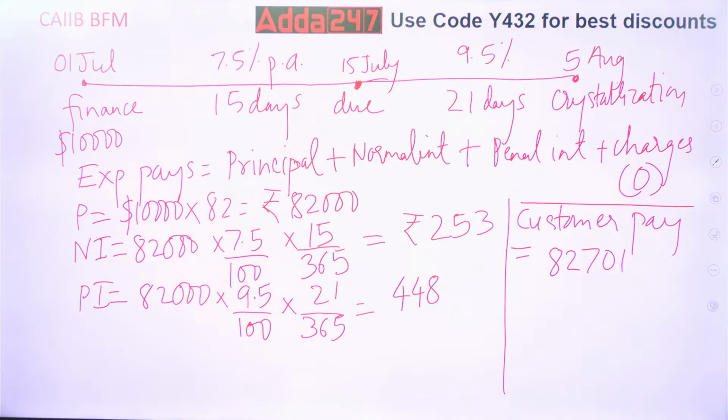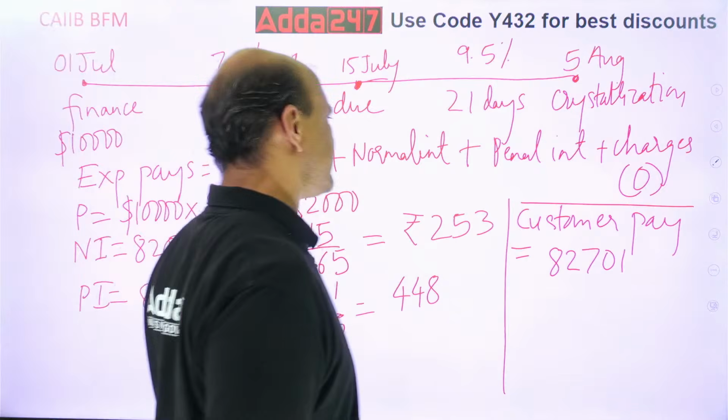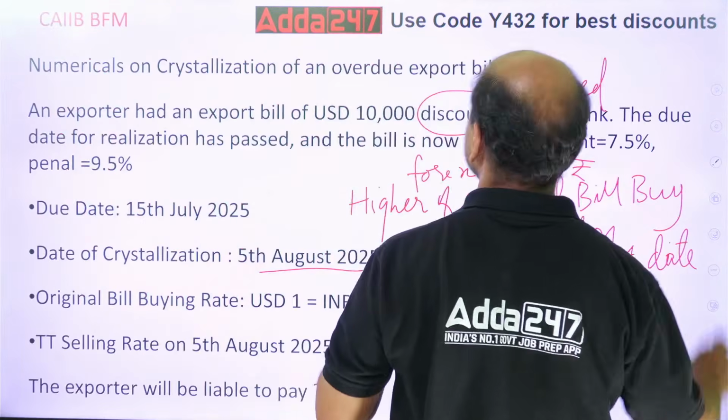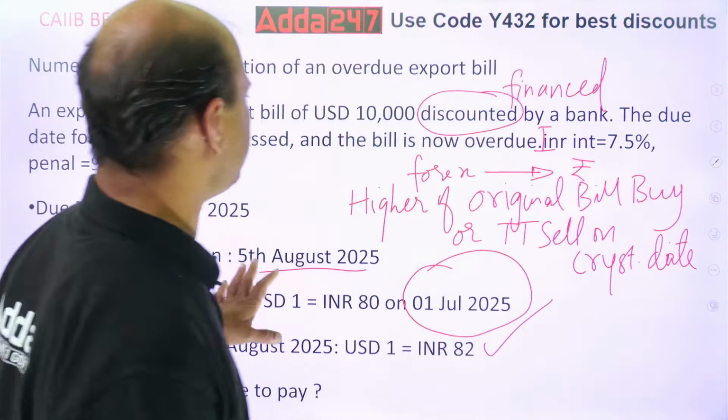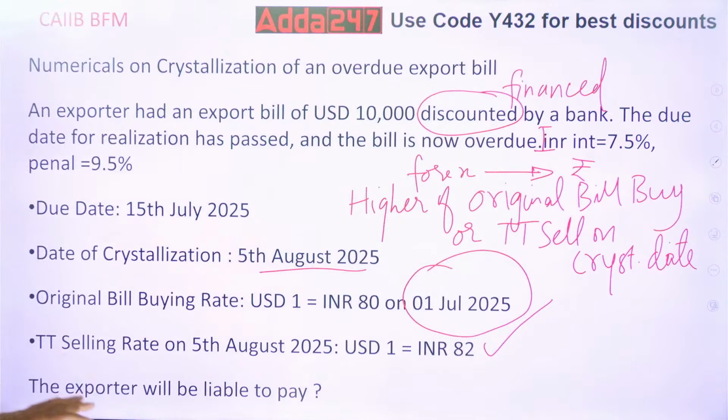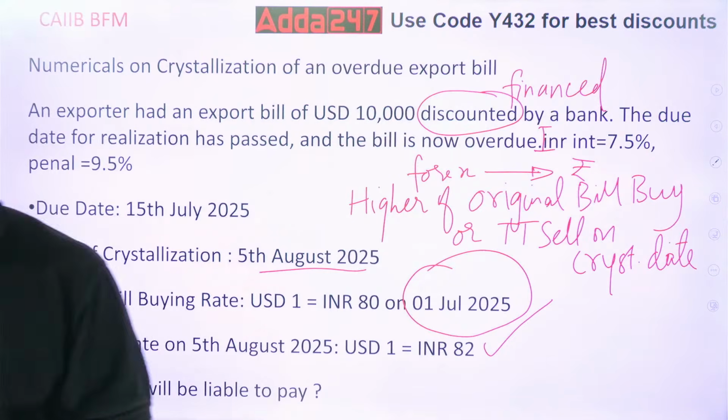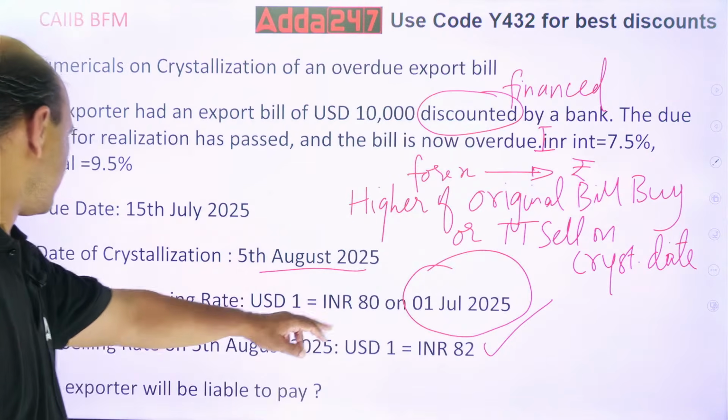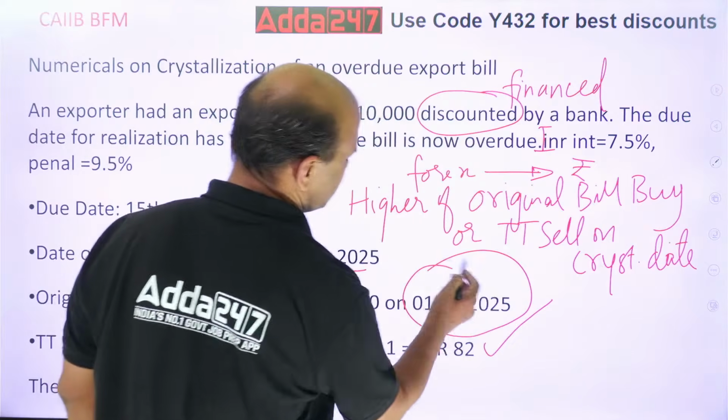Normal interest. So normal interest is what? 82,000 into 7.5 upon 100 into 15 upon 365. Now this, check this. In the problem in the exam, they will definitely give you somewhere when it was financed. Okay, 15 days, something like this. Yes, they will definitely give, 1st July is mentioned. Yeah, see this, 1st July it's mentioned.